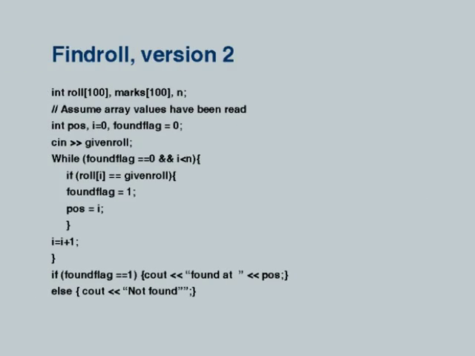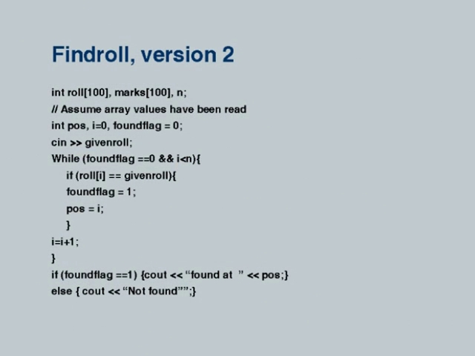This is version 2. So here again I set found flag equal to 0. I read the given role, but now I do it like this. While found flag equal to 0 and I less than n, if role I is equal to given role, found flag is 1, pos is equal to I. Then I set I equal to I plus 1. Notice that when I go back, I am actually simulating the for loop by incrementing I internally and checking if I is less than n. But the main condition of exit is found flag not equal to 0. If it is equal to 0, I keep doing this. Since I start with found flag equal to 0, I go on doing this.